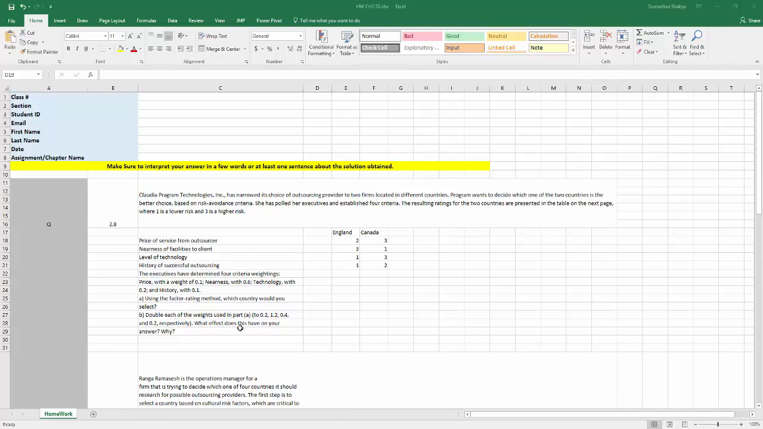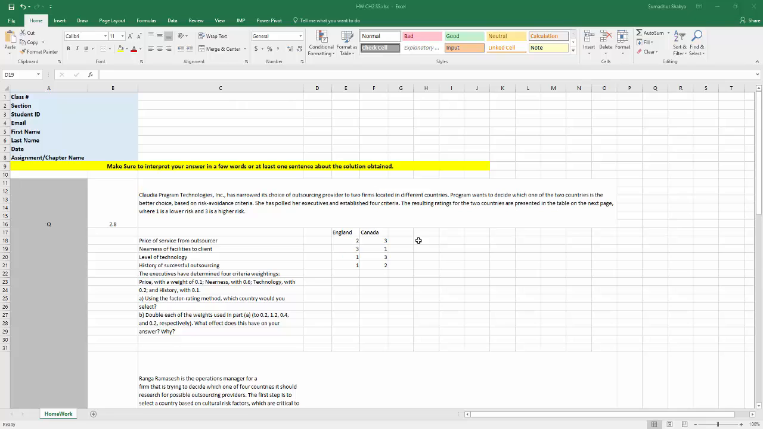Now, also for part B, double each of the weights used in part A. 0.2, 1.2, 0.4, and 0.2 respectively. So let me say that this times 2. Now you'll see all the weights are doubled, 0.2, 1.2, 0.4, and 0.2 respectively. So these are our new weights. Therefore, our new sum of the weights would be 2.